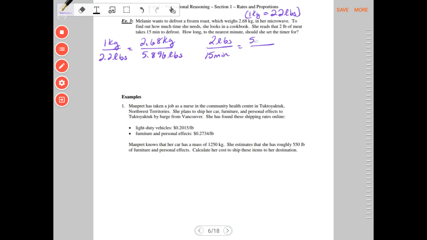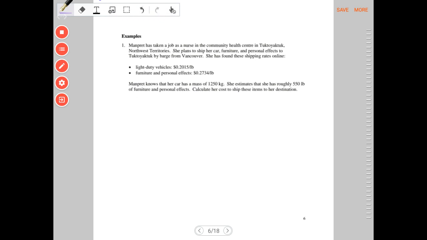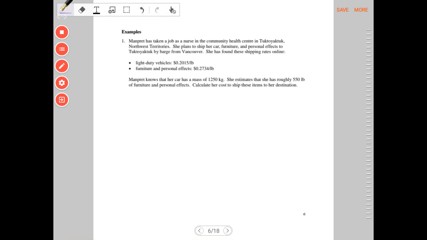Now, it also tells us that 2 pounds takes 15 minutes to defrost. So if I have 5.896 pounds, how long is that going to take to defrost? So 5.896 times 15 divided by 2, and again we want to the nearest minute. So when you do that calculation, and again feel free to pause so you can do that calculation, I got 44 minutes. I hope you got the same. Okay, so she should set the timer for 44 minutes. All right, here's an example you can probably try on your own.